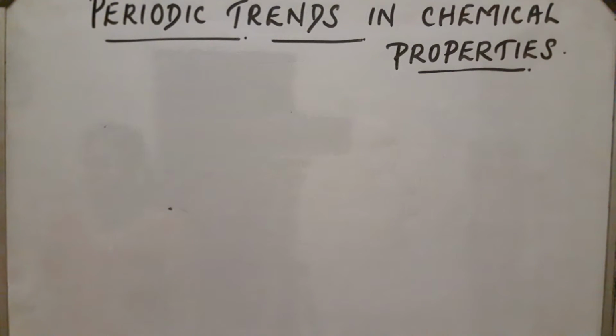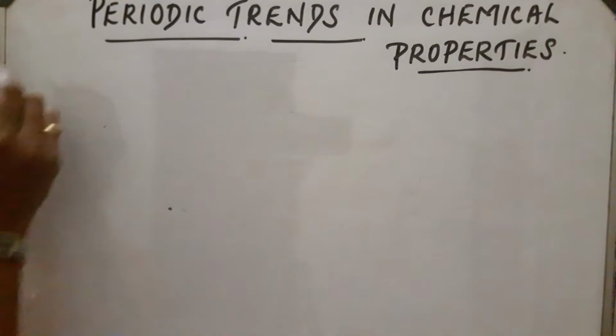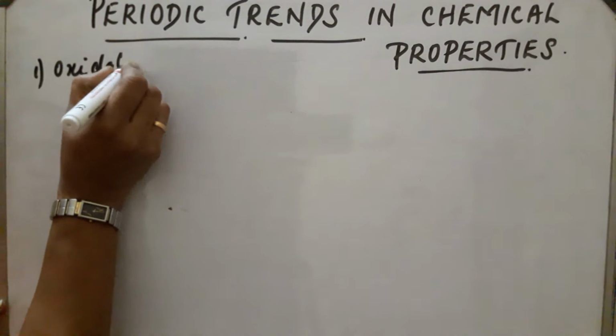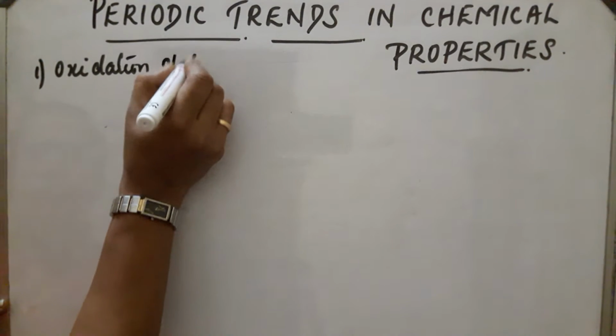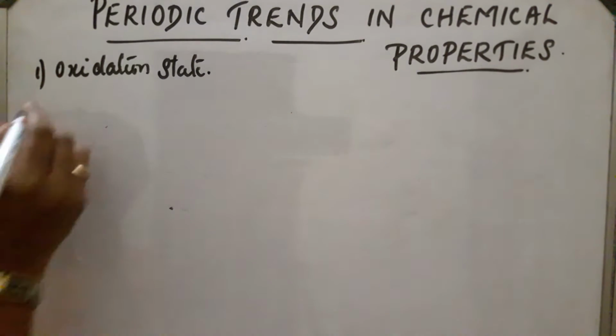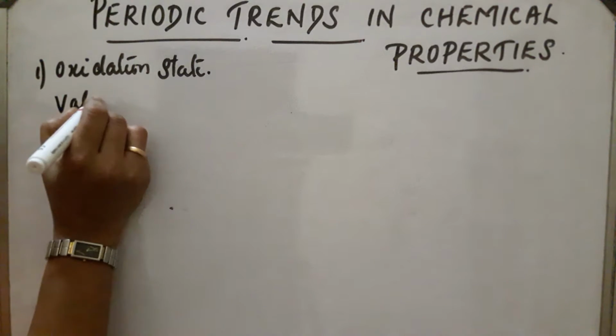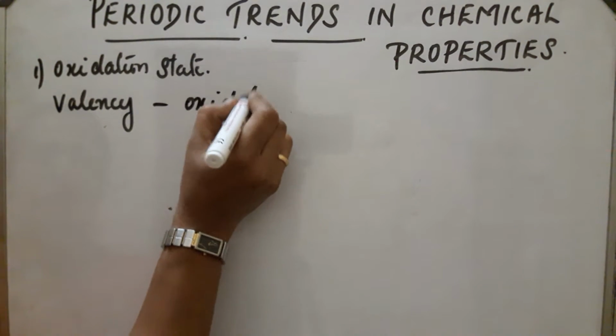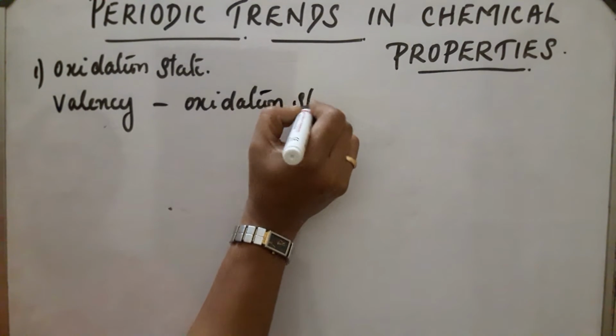Periodic trends in chemical properties. First one is oxidation state. So the atomic property valency is better explained in terms of oxidation state. Valency can be explained in terms of oxidation state.